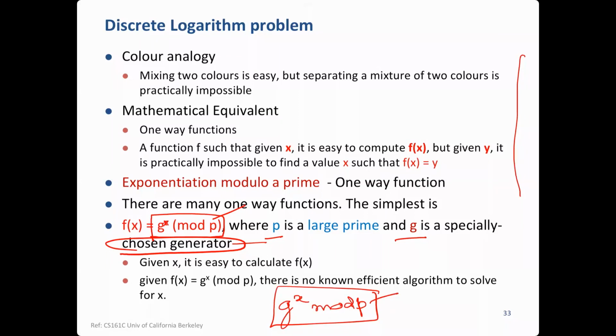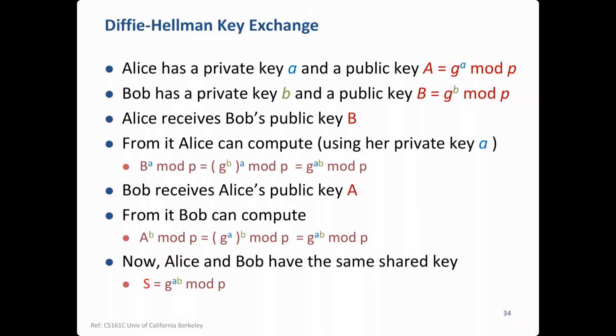So now we know that Alice has two colors, private and public, like the two colors that we have seen. Bob also has two colors, private and public. Alice has a key a as the private one, and from this she generates a public key capital A, which is equal to g raised power a mod p. Note that g is known to everyone and p is also known to everyone. What is secret here is only a.